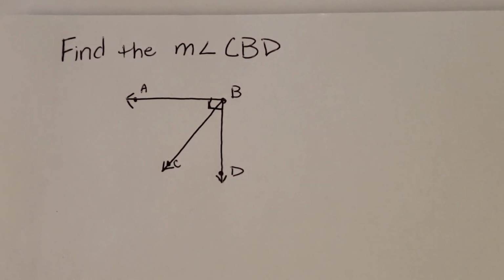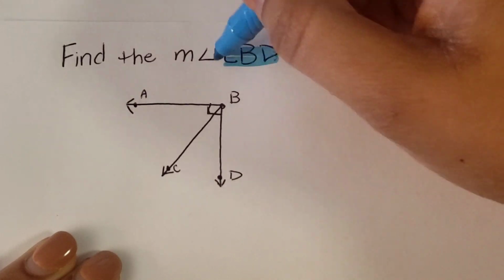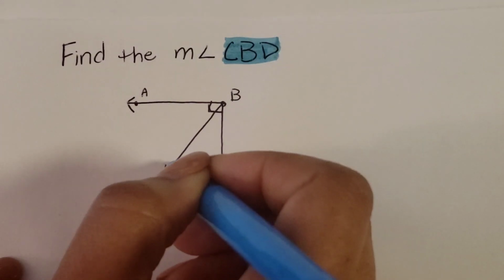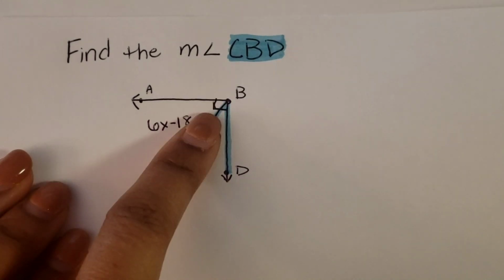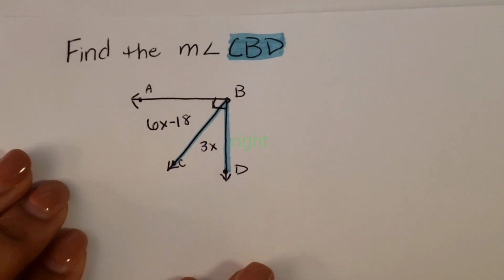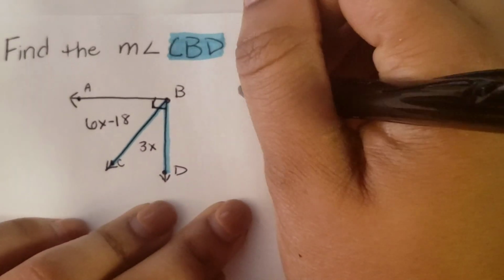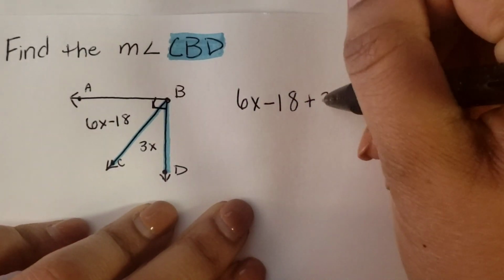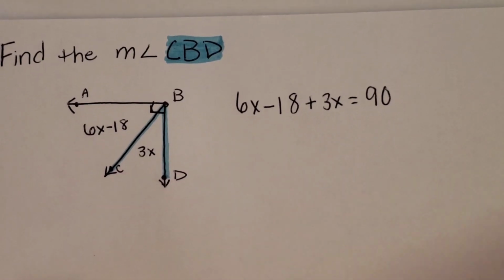The first problem says find the measure of angle CBD. I like to use a highlighter here so I can see my measure CBD. Now let's go ahead and highlight CBD inside of the problem. Because we have this little box, we know that this whole thing is a right angle and it equals 90 degrees. So we're going to add those two together and set them equal to 90 degrees. We're going to have 6x minus 18 plus the 3x, and it's all going to be set equal to 90 because that's the degrees of a right angle.